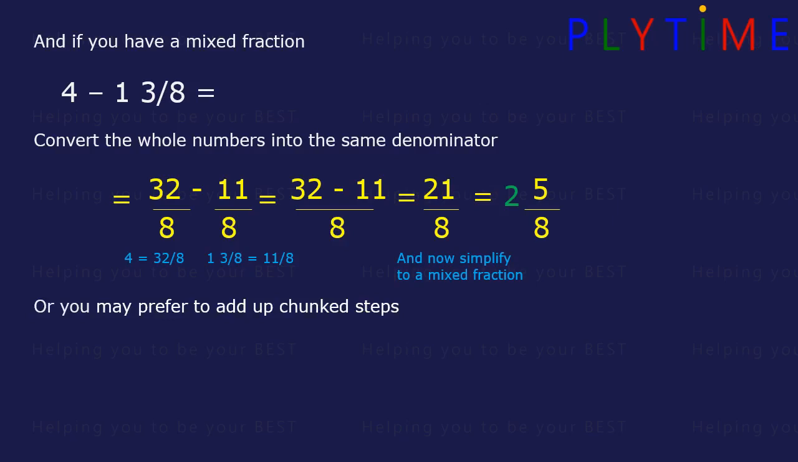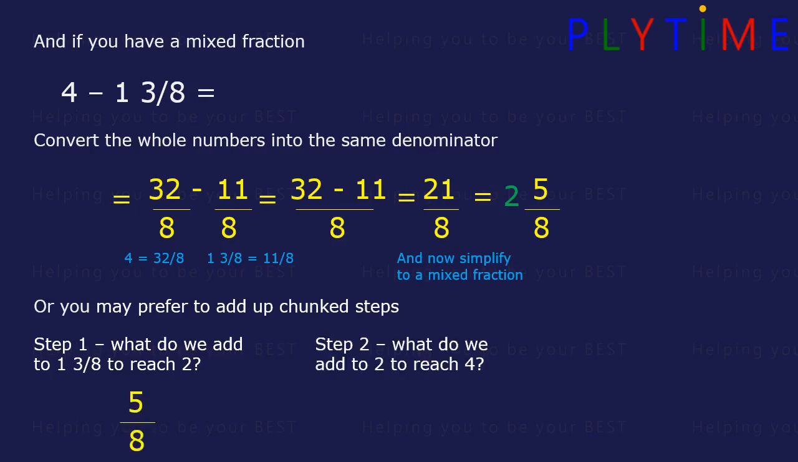Or you may prefer to add up in chunk steps. Step 1. What do we need to add to 1 and 3/8 to reach 2? It's 5/8. Then what do we add to 2 to reach 4? It's 2 wholes. So step 3 is add those together. 2 plus 5/8 is 2 and 5/8.